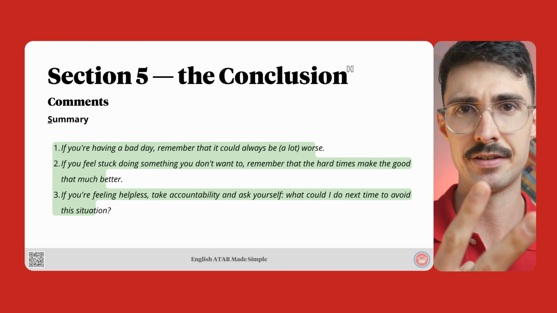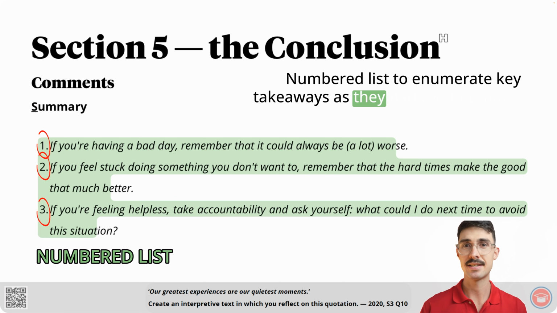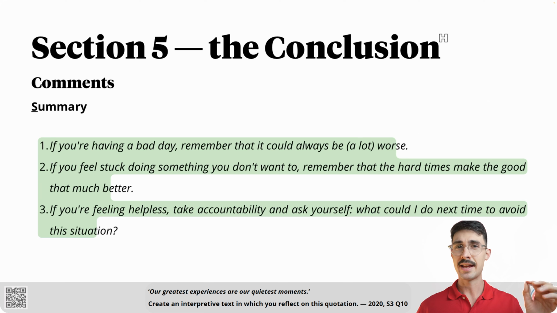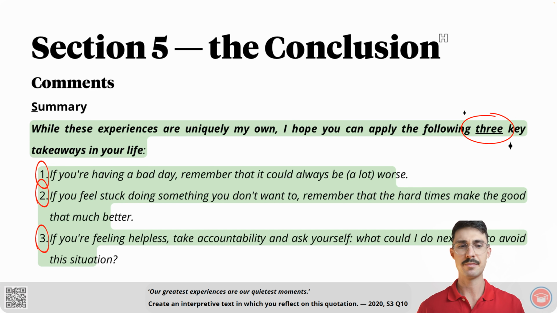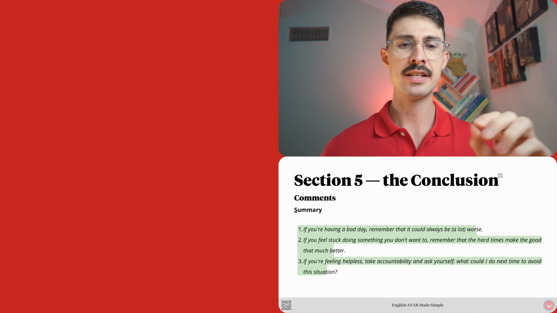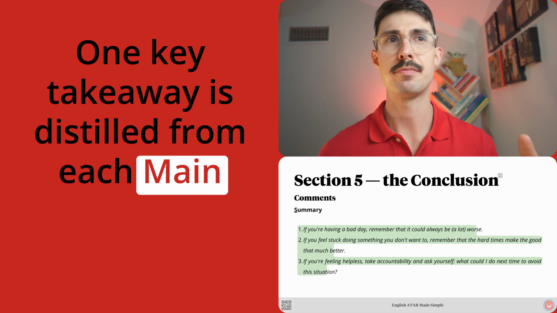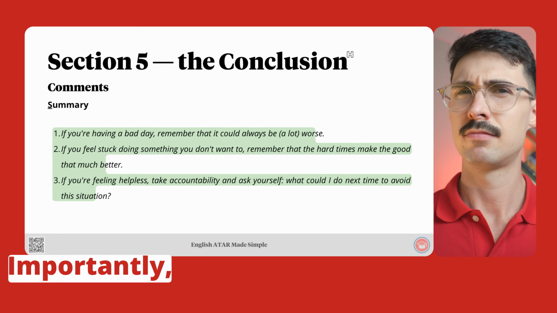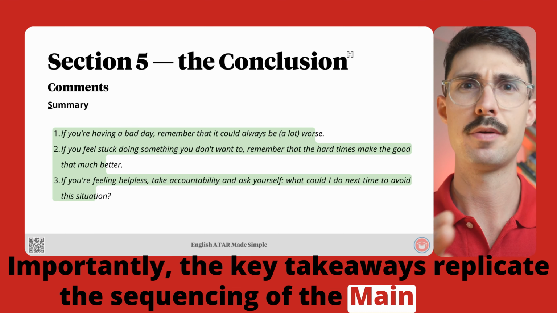Here is the second. We've got a numbered list to enumerate key takeaways as they had a set number. They have a set number because in the previous sentence I said, I hope you can apply the following 3 key takeaways in your life. So in this case, it made sense to use a numbered list instead of dot points. Then in the actual numbered list, 1 key takeaway is distilled from each main idea of the blog post. Importantly, the key takeaways replicate the sequencing of the main ideas.